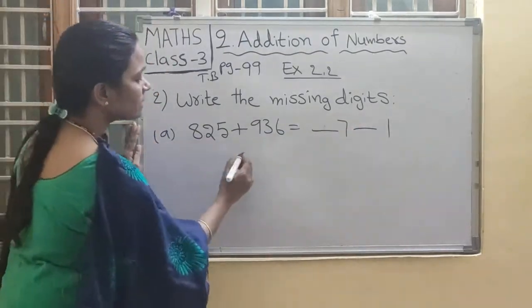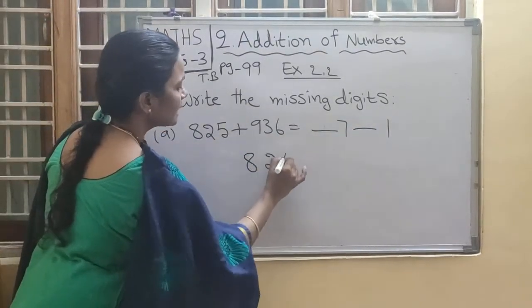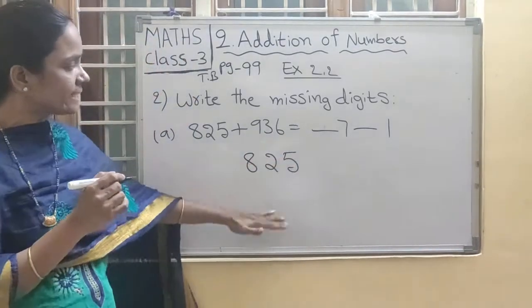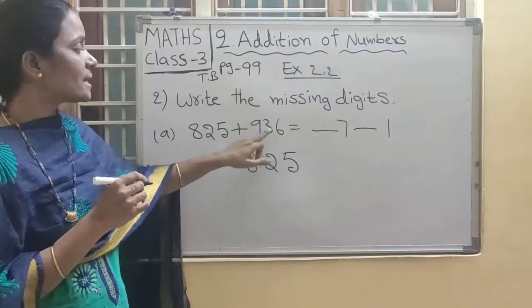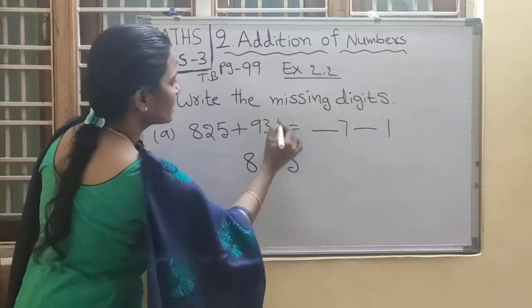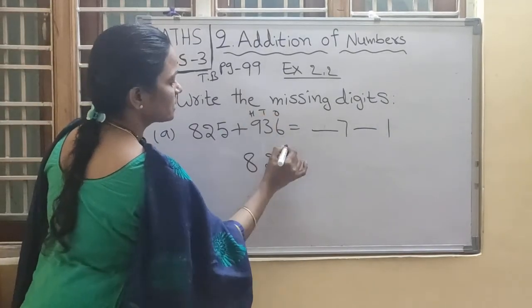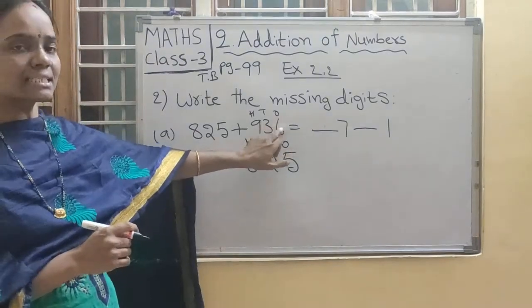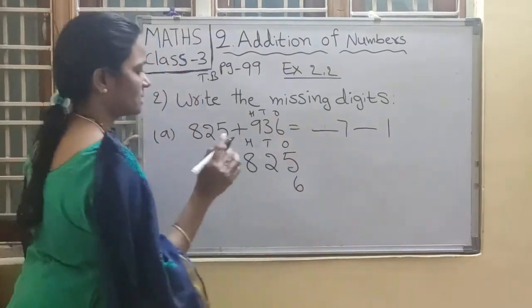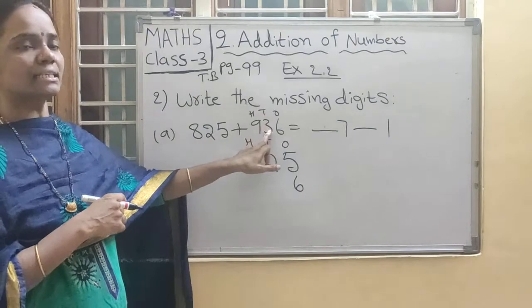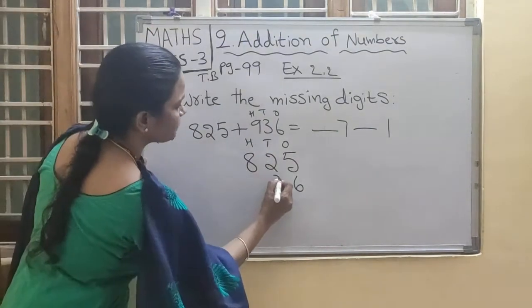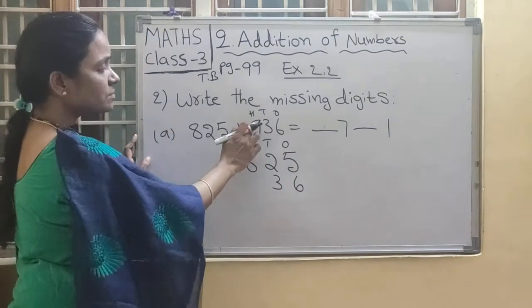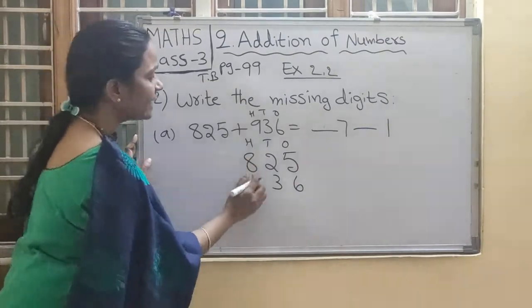So what is the first number here? It is a 3-digit number, 825. Below it write down the second number. It is also a 3-digit number. So what is the ones place, tens place, hundreds place? What is the ones place digit here? 6. Below 5 write down 6. What is the tens place digit here? 3. So below 2 write down 3. What is the hundreds place digit here? 9. So below 8 write 9.